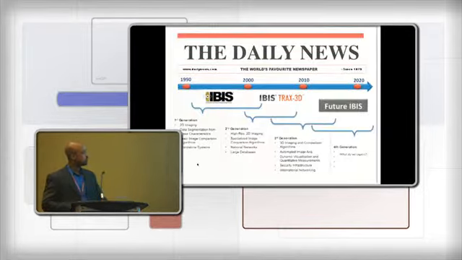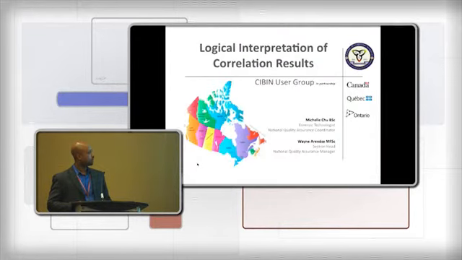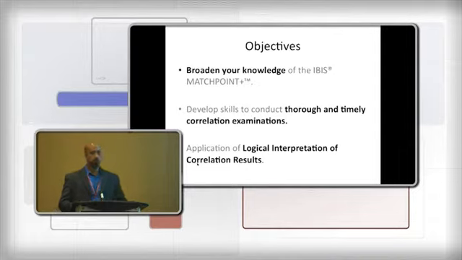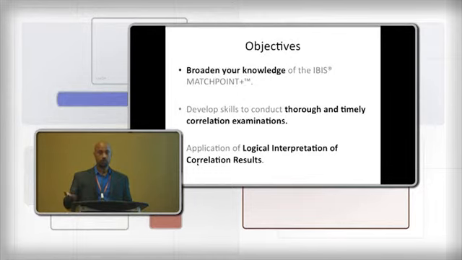So the idea was essentially, can you just go back to there we go. So the idea is essentially to broaden our knowledge with Matchpoint Plus. There's a video on YouTube that FTI distributed about 3 years ago, and that gives you an idea about the capabilities of IBIS and what it does. So in a nutshell, it's a screening tool that captures digital images. It uses an algorithm and gives you a top 20. Fairly straightforward.